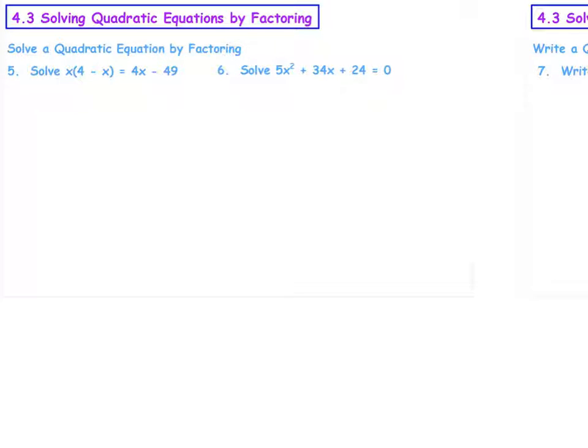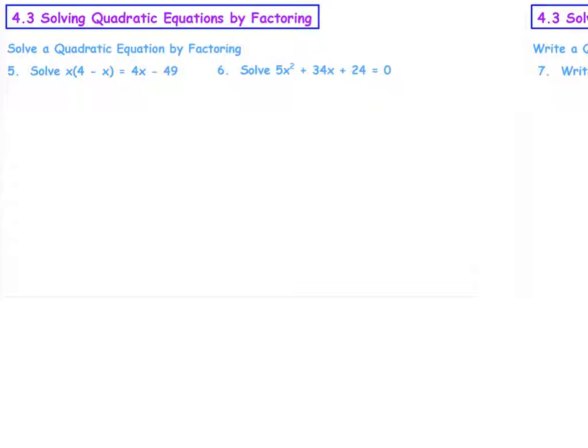Hi guys. So just a little review of what we did yesterday. We're solving quadratics by factoring, and we're using the zero product property to help us. So what we're going to do is factor, which is rewriting as a product, and have that set equal to 0 so that we can use the zero product property to find our answers. So I'll just go over how to do number 5 again.